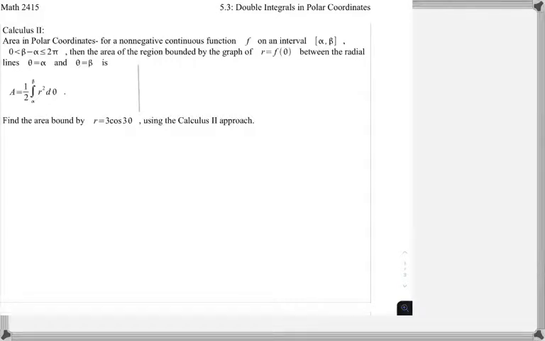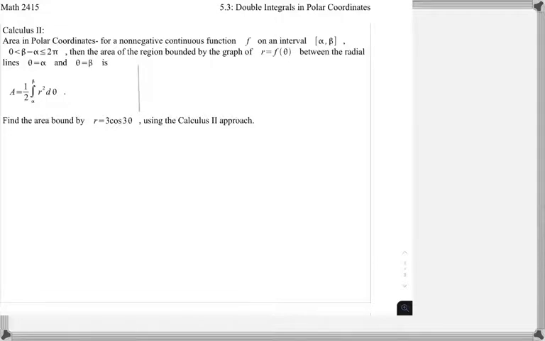Okay, in this video we're going to be looking at section 5.3, double integrals in polar coordinates. So first we'll look at how we did this in Calculus 2. Area in polar coordinates for a non-negative continuous function f on a closed interval alpha to beta, where 0 is less than beta minus alpha, which is less than or equal to 2 pi.